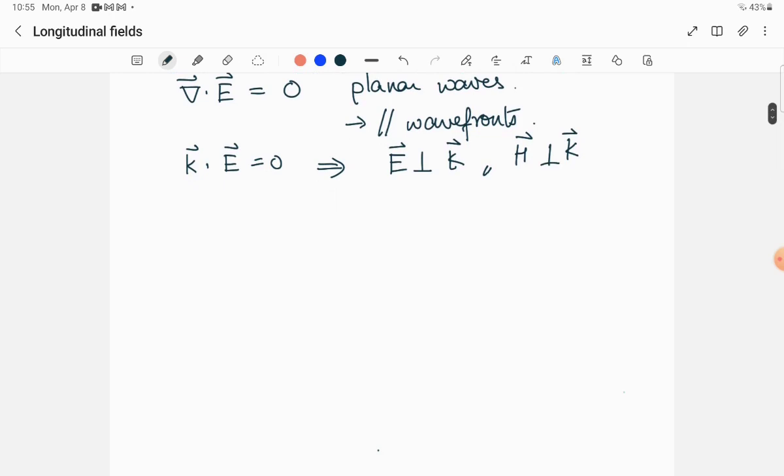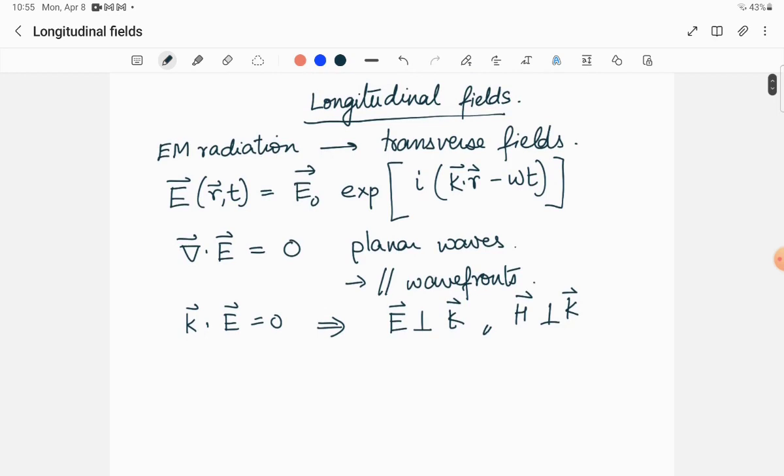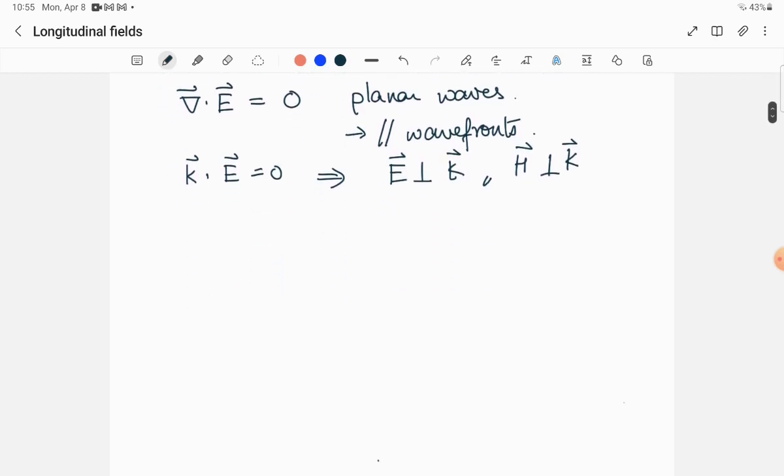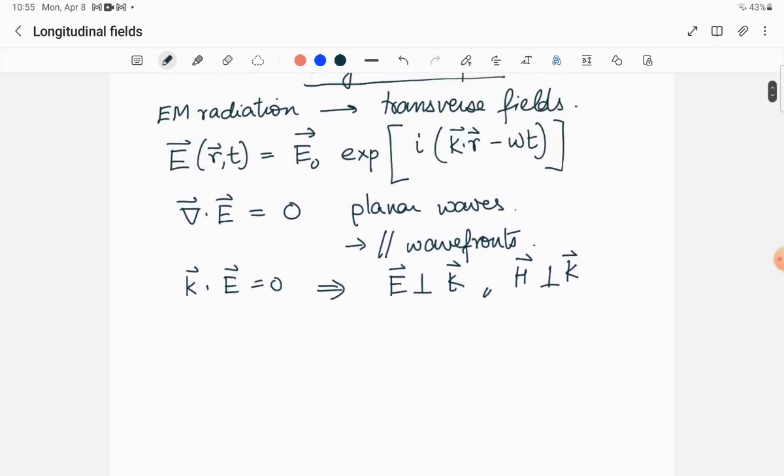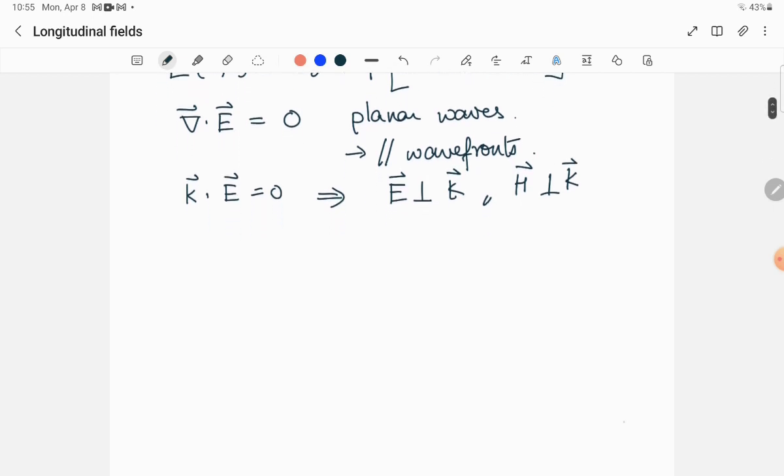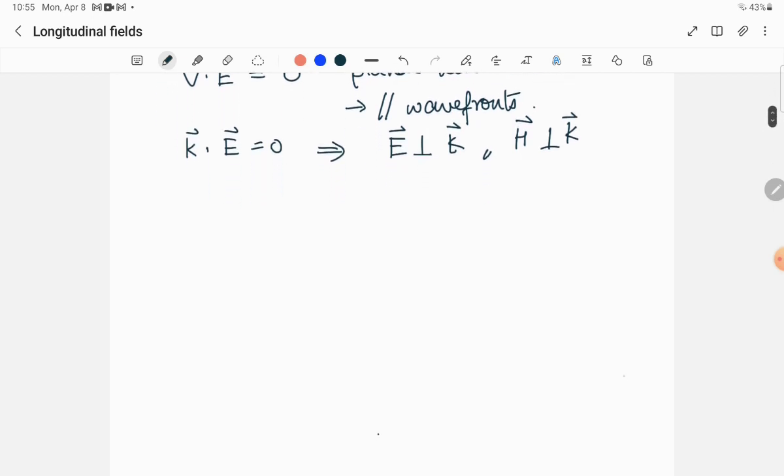Okay, but however there are situations where you can start getting longitudinal components in the field, and that of course, as you understand, will arise wherever this divergence E becomes non-zero. Those are the situations when you start seeing longitudinal components. Let's just see two examples.